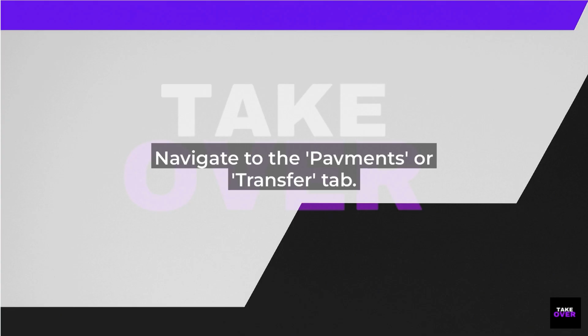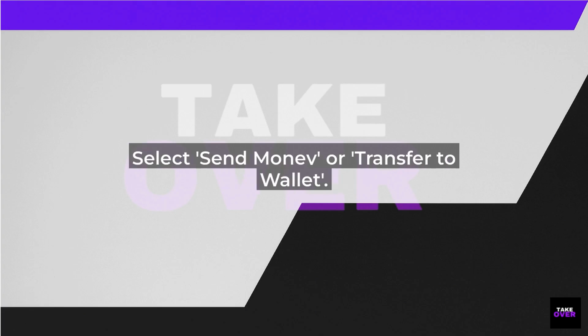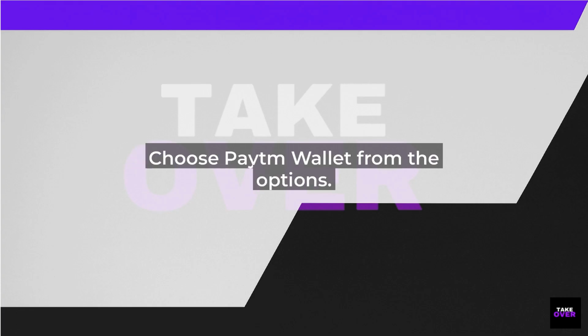Step 1. After logging in, tap on the Payments or Transfer tab at the bottom of the screen. This is where all your money-moving magic happens. Step 2. Look for the Send Money or Transfer to Wallet option and select it. You'll see a list of popular wallets and banks. Step 3. Choose Paytm Wallet from the options. If it's not immediately visible, use the search bar to find it quickly.